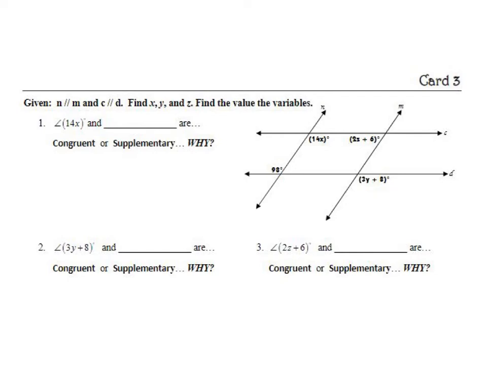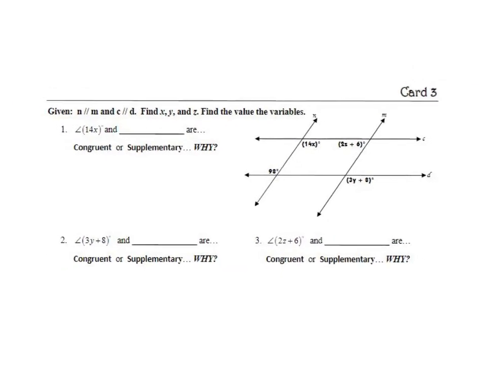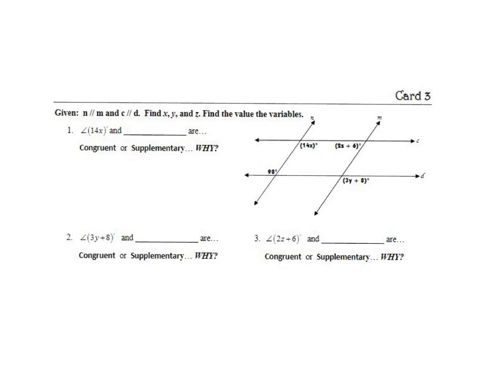All right, so if we look at the first one here, we are given the following information. We have that line N is parallel to line M, and that line C is parallel to line D. And we are asked first here to look at angle 14x and another angle and determine if they are congruent and supplementary. And our goal is to be able to find x, y, and z.